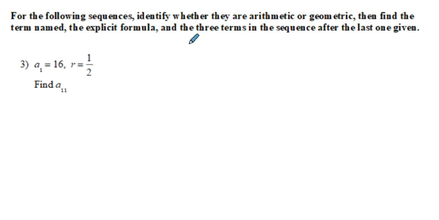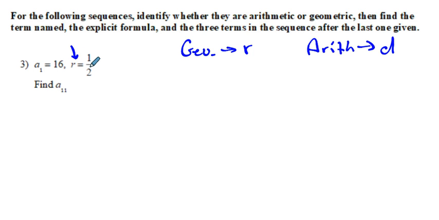geometric sequences have common ratios. Arithmetic sequences have common differences. And this one, we see that R means it has a common ratio, so this is geometric. And if we want to find a specific term, like term 11, then we want the explicit formula to do that. But I guess we can also write the sequence out.